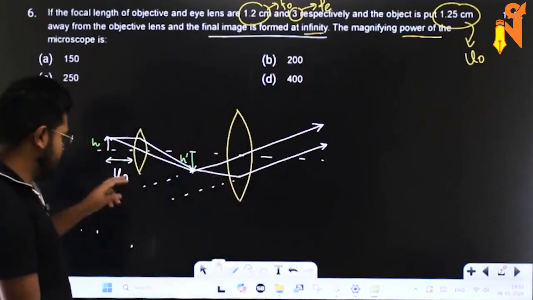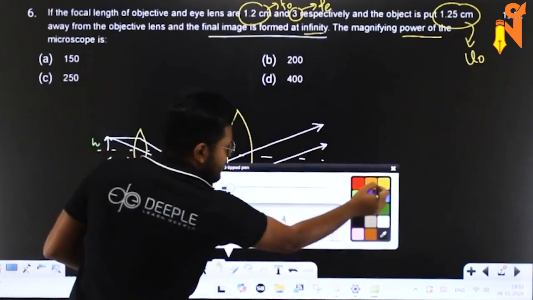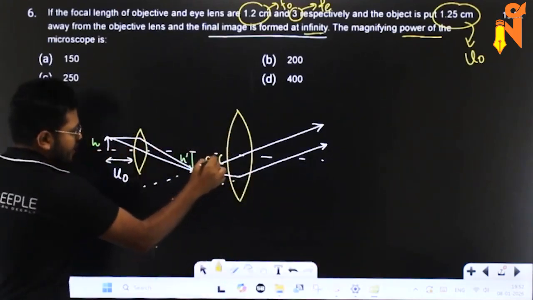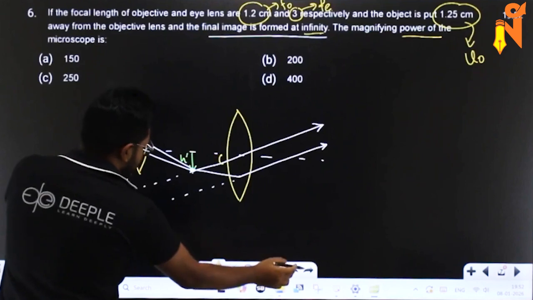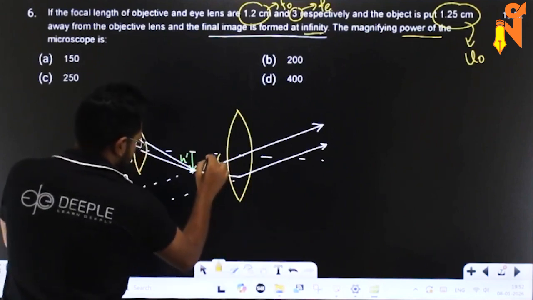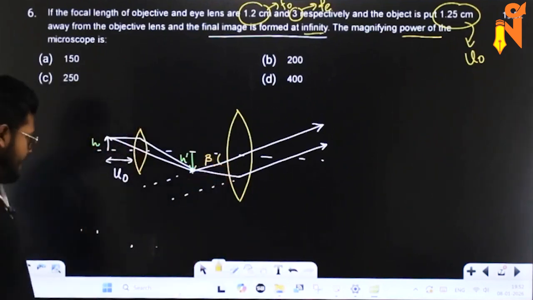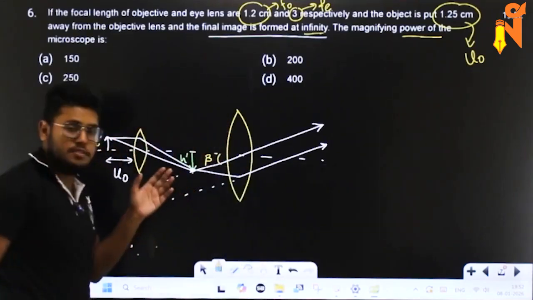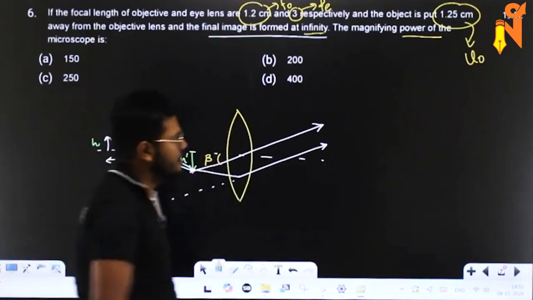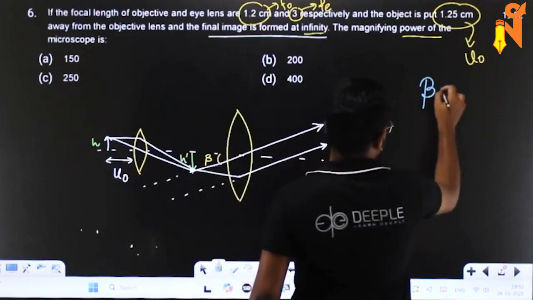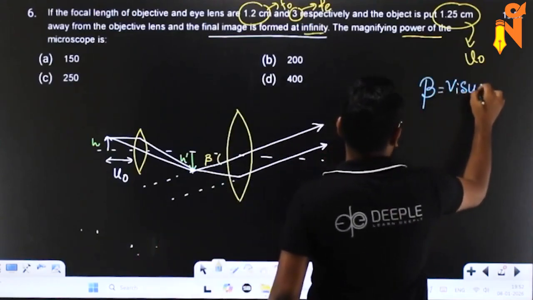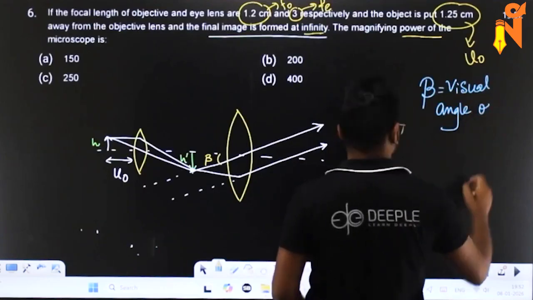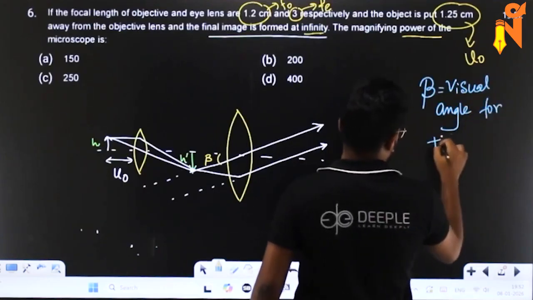Now from this scenario, what I would derive here is that I would say this angle is alpha, or rather, let's call it beta. So this angle is beta, okay? Now, the other one is the object. So this is the visual angle. This thing is called beta, the visual angle for the final image.